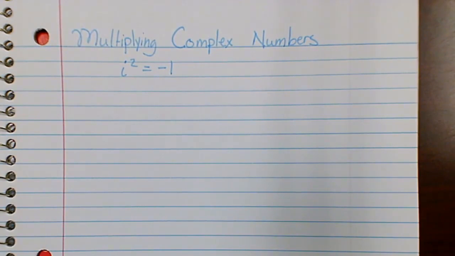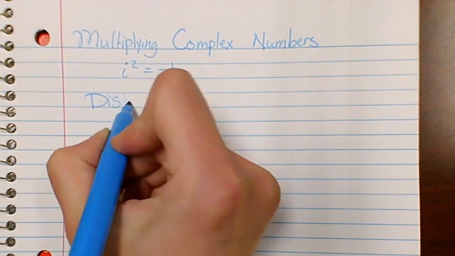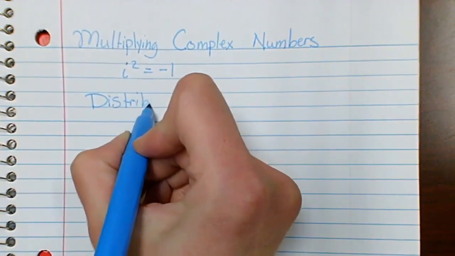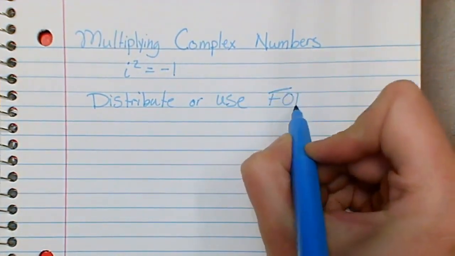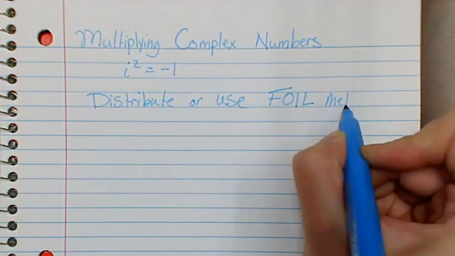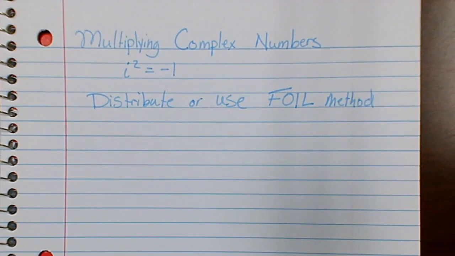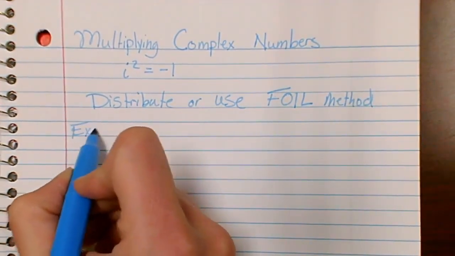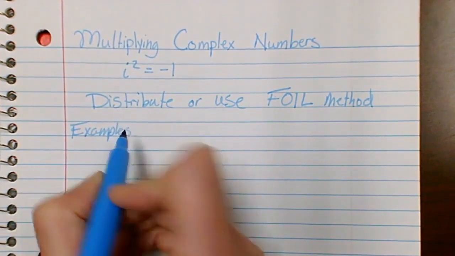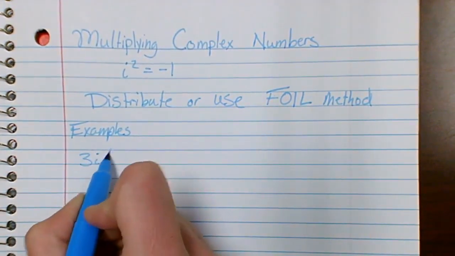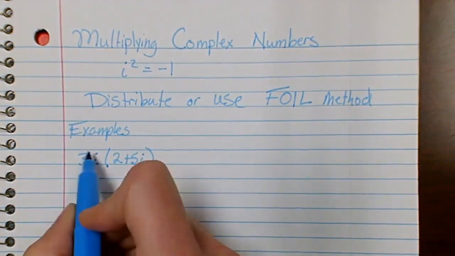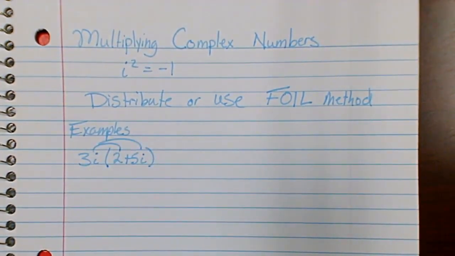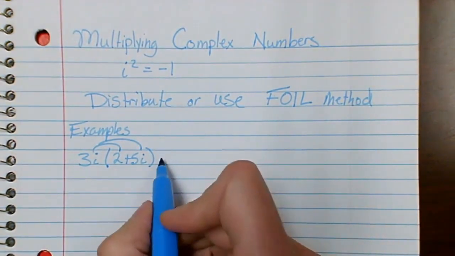But when you multiply complex numbers, we distribute or use the FOIL method. So let's go ahead and multiply some complex numbers. The first one I have is 3i times 2 plus 5i. What we're going to do is simply distribute that complex number into the other one.